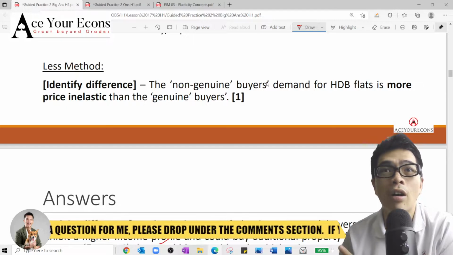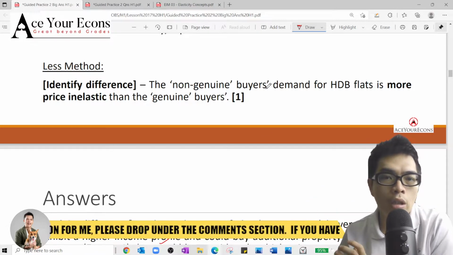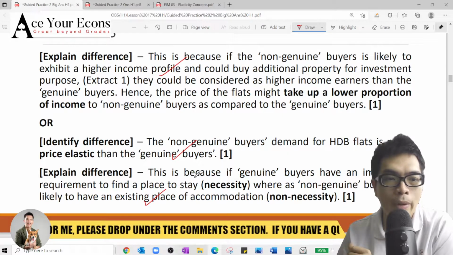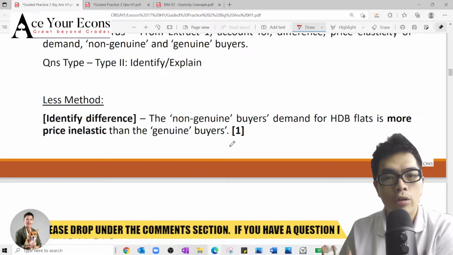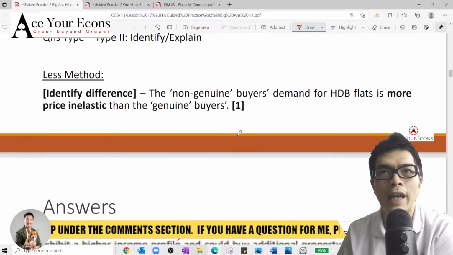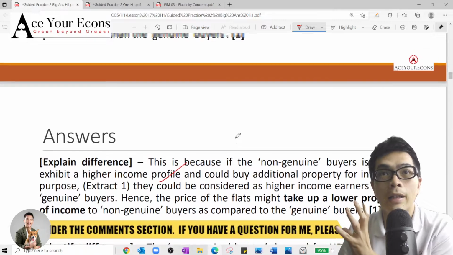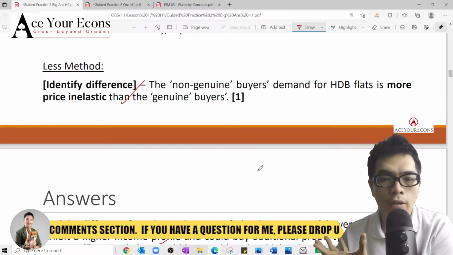Like I say, it's all about using the PANT framework. So earlier on, we mentioned that genuine buyers are more price inelastic. So there's another way to show that non-genuine buyers are also inelastic. You could show that, but it requires you to use another alphabet and an assumption here. So you can use PANT.